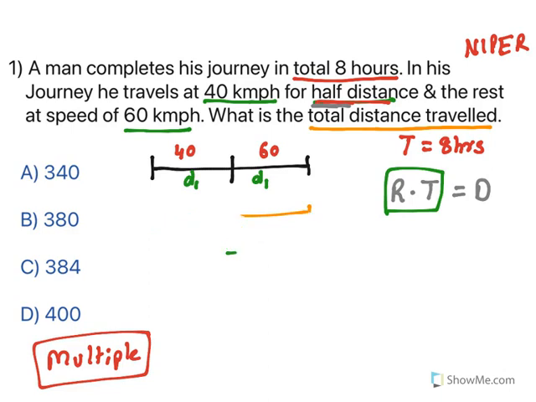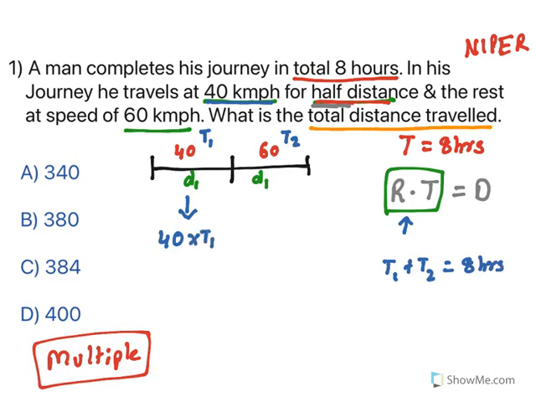Let me give the explanation. Look at this. Let me write this. For this, what is the distance? Distance is given by rate multiplied by time. What is the rate here? It is given as 40. The first half is at 40 kilometers per hour. Now, time here: for this one, the time is T1. For this one, the time is T2. T1 plus T2, the total time, is 8 hours. It is given already. So, 40 multiplied by T1 gives you the distance D1, right?